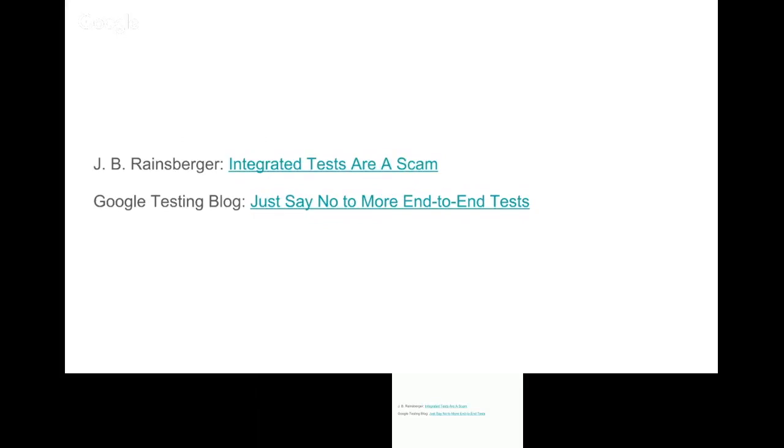Then we went and learned about the literature on integration tests. Perhaps the most ideological of these is this Rainsberger article called "Integrated Tests Are a Scam." But there's also this article from, of all places, the Googs. On the Google testing blog, they also want us to say no to something. The Google testing blog post about saying no to more end-to-end tests brings a lot of data to bear that they're not so helpful for detecting problems, and they do cause a lot of developer pain. And certainly the experience in this blog post jives a lot with ours.